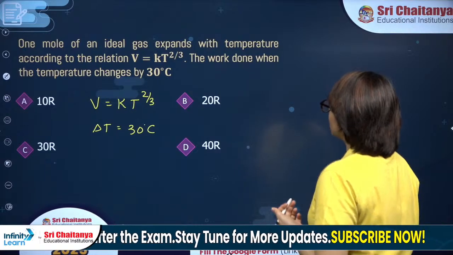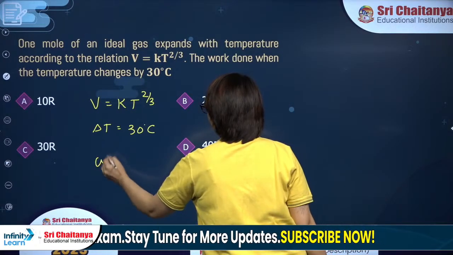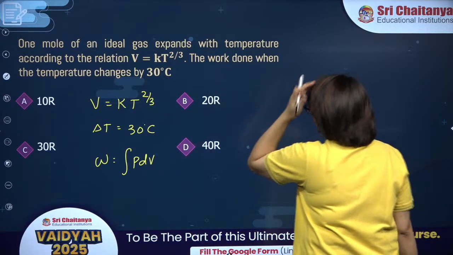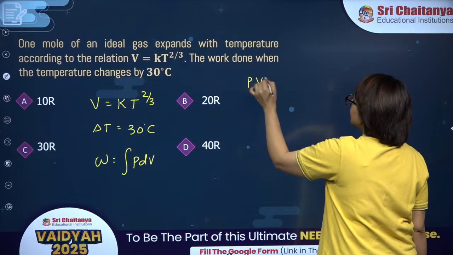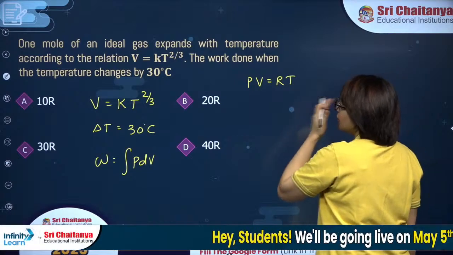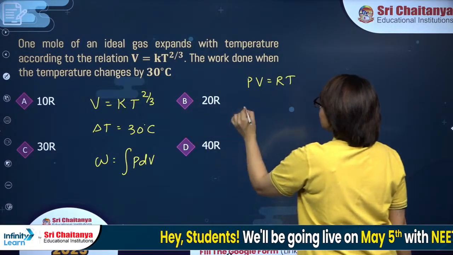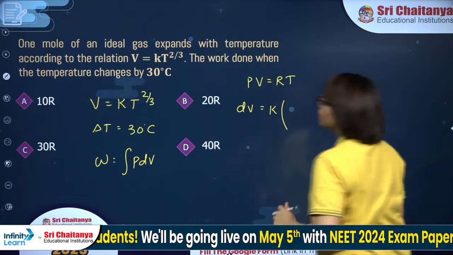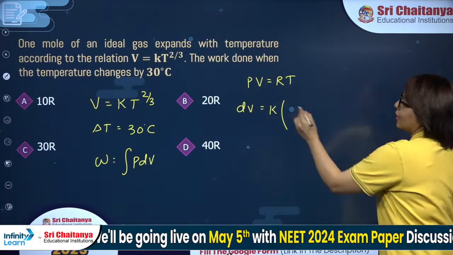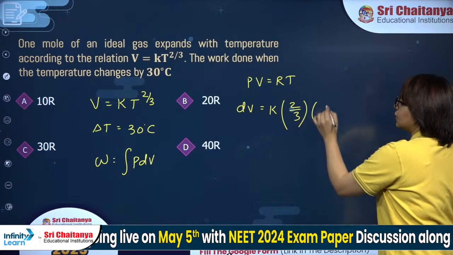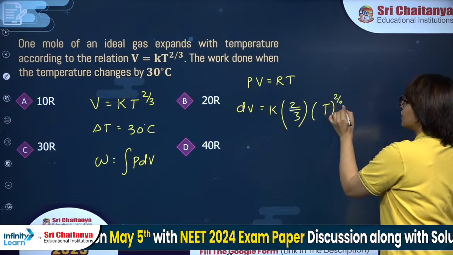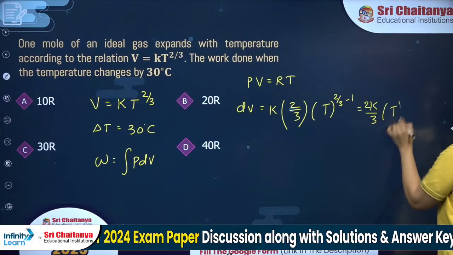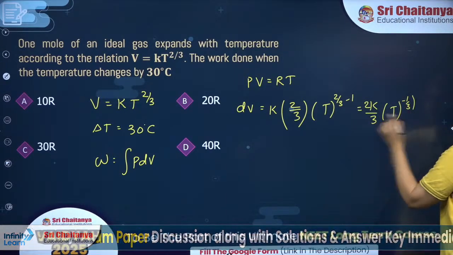So how do we calculate work done? It is integration of P dV, right? And for 1 mole of an ideal gas, PV is equal to RT. So if you differentiate the relation for V, you will get dV is equal to K times differentiation of T to the power 2 by 3, which is 2 by 3 times T to the power 2 by 3 minus 1, which is 2K by 3 times T to the power minus 1 by 3 dT.